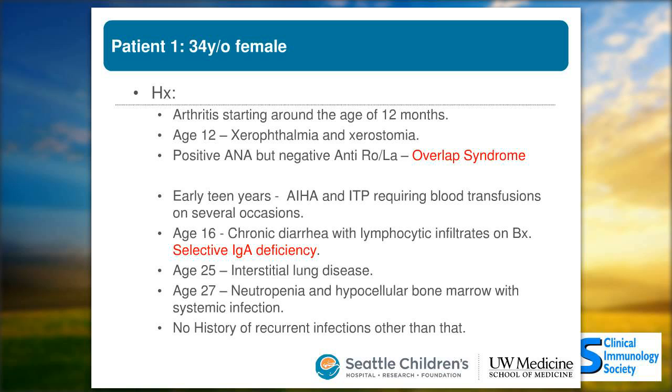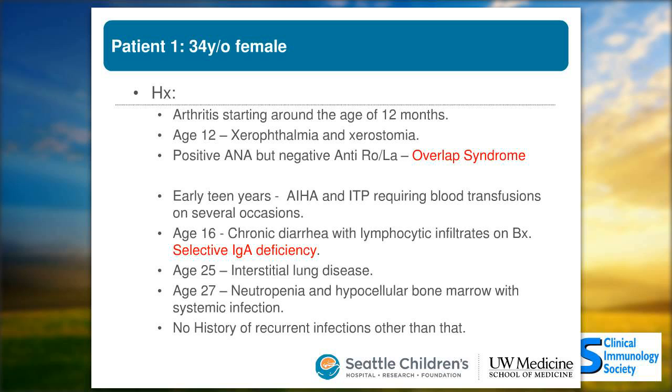In her early teen years, she went on to develop autoimmune hemolytic anemia and autoimmune thrombocytopenia, and she required frequent blood transfusions. And that's something that she still has to deal with even today because she has iron overload due to this transfusion.